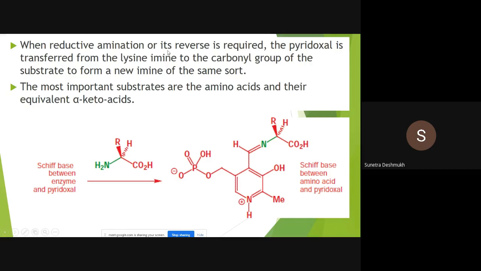When reductive amination or its reverse is required, the pyridoxal is transferred from the lysine imine to the carbonyl group of the substrate. Here is the carbonyl group of the substrate, to form a new imine of the same sort. So now pyridoxal is transferred from this lysine residue, and it forms a new bond with this nitrogen atom. There is a formation of a new Schiff base between amino acid and pyridoxal, a new C double bond N bond. The most important substrates are the amino acids, the alpha amino acids.